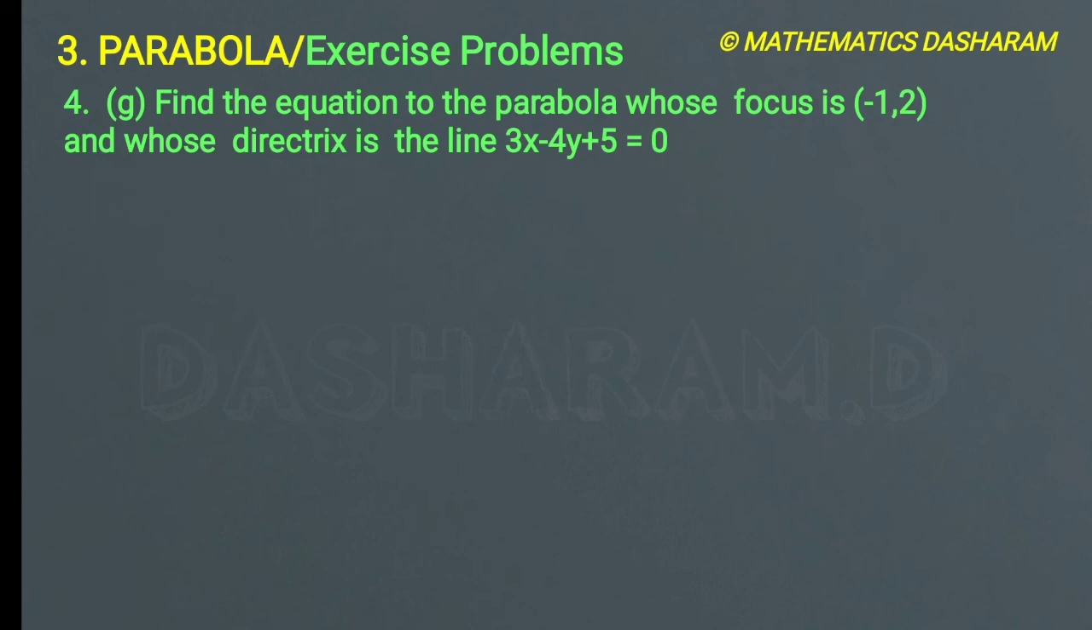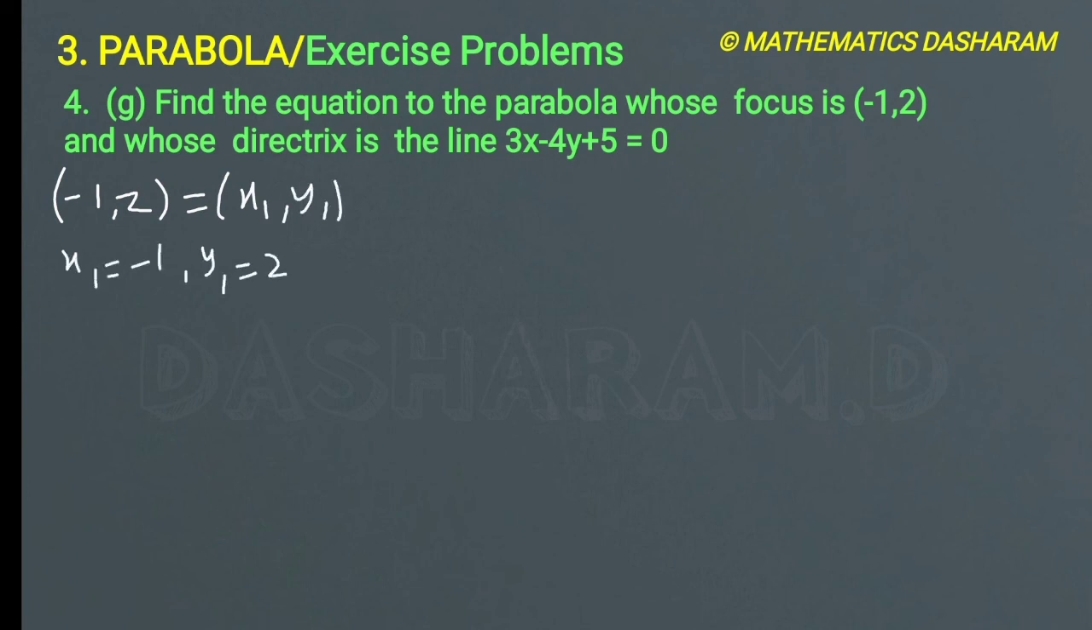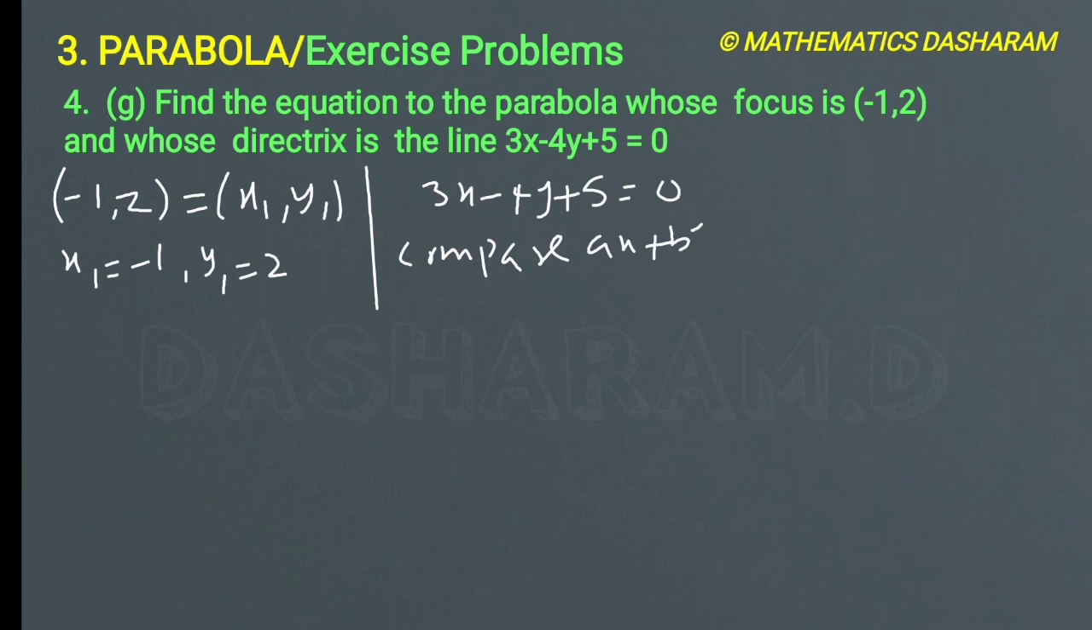Question number G. Find the equation of the parabola whose focus is (minus 1, 2) and directrix is 3x minus 4y plus 5 equals 0. So the given focus is (minus 1, 2), equal to (x1, y1). So x1 is minus 1, y1 is 2. Next the given line is 3x minus 4y plus 5 equals 0. Compare with ax plus by plus c equals 0. Then a value is 3, b value is minus 4 and c value is 5.